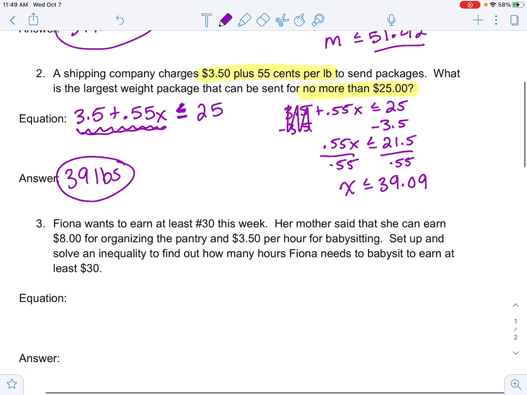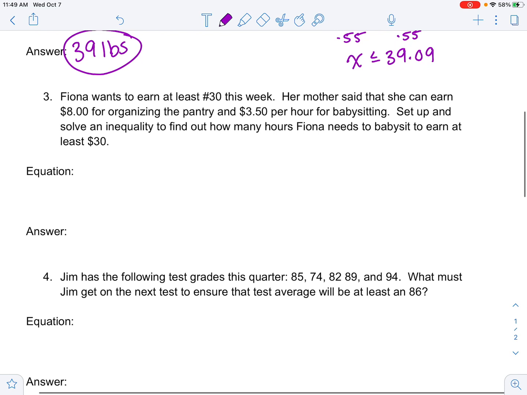Okay, let's look at the next one. All right, first, this should be a dollar sign, sorry. So Fiona wants to earn at least $30 this week. Her mother said she can earn $8 for organizing the pantry and $3.50 per hour for babysitting. Set up and solve an inequality to find out how many hours Fiona needs to babysit to earn at least $30. I want you guys to pause the video and go ahead and try to set up your equation.